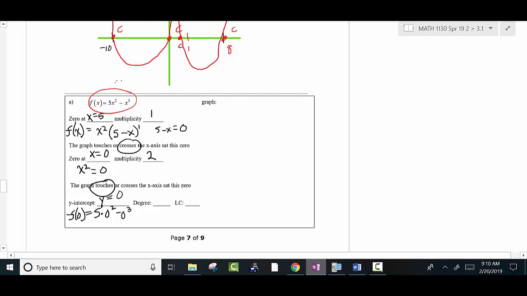The degree on this is staring you right in the face. You don't have to add the multiplicities, but notice the highest power is 3. If you did add the multiplicities, you get 3 anyway. The leading coefficient is also staring you in the face on this problem. It's -1. So that's it.